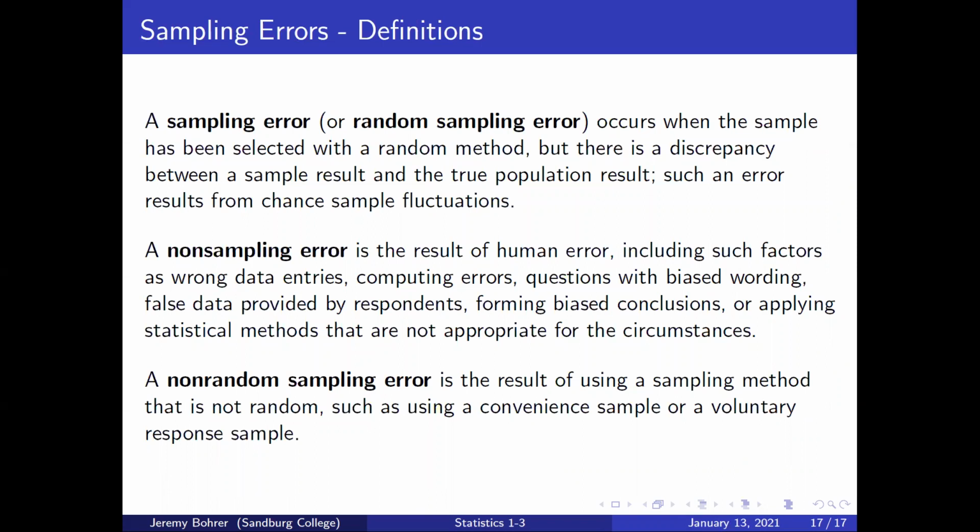Definitions. A sampling error, or random sampling error, occurs when the sample has been selected with a random method, but there is a discrepancy between a sample result and the true population result, such as an error resulting from chance sample fluctuations. A non-sampling error is the result of human error, including such factors as wrong data entries, computing errors, questions with biased wording, false data provided by respondents, forming biased conclusions, or applying statistical methods that are not appropriate for the circumstances. A non-random sampling error is the result of using a sampling method that is not random, such as using a convenience sample or a voluntary response sample.